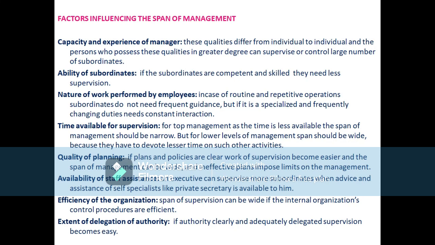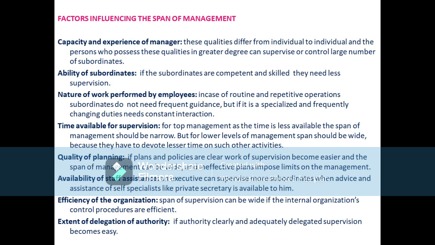So what does ability of subordinates mean? If the subordinates are skilled, efficient, trained, and competent, they require less supervision. Okay, in such a case, an executive can supervise a large number of subordinates. If the subordinates are incompetent and inexperienced, they require greater supervision. In such a case, an executive can supervise effectively a lesser number of subordinates.